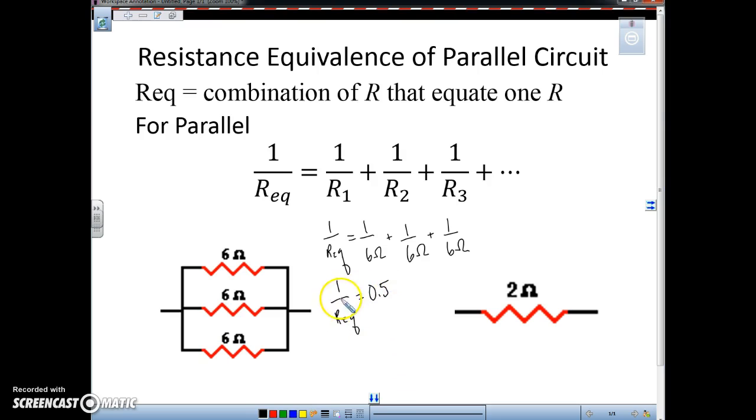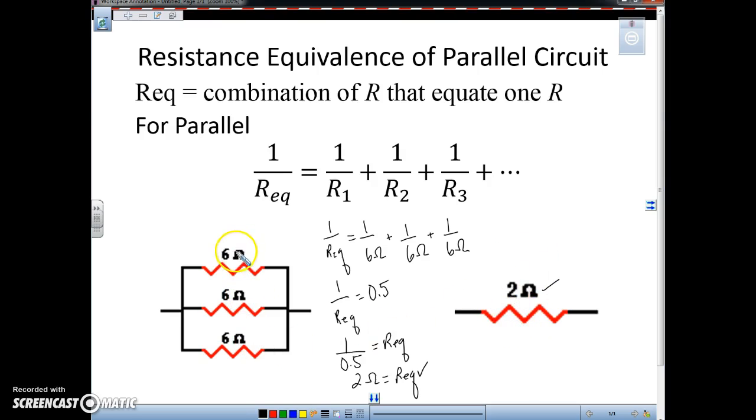But notice this is not the resistance equivalent. This is actually the inverse. To solve this, I actually have to take the inverse of the inverse. Or in other words, I literally have to solve it like this. And when I do that, I finally get the answer that we want, which is the 2 right here. So 3 resistors in parallel represent one smaller resistance.